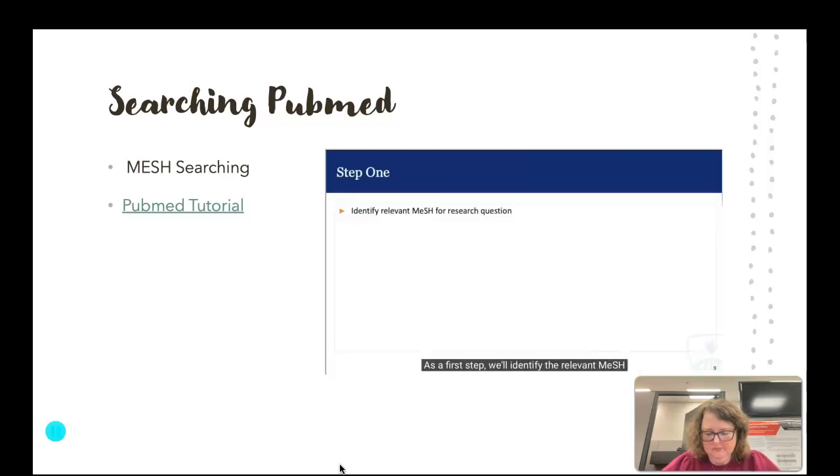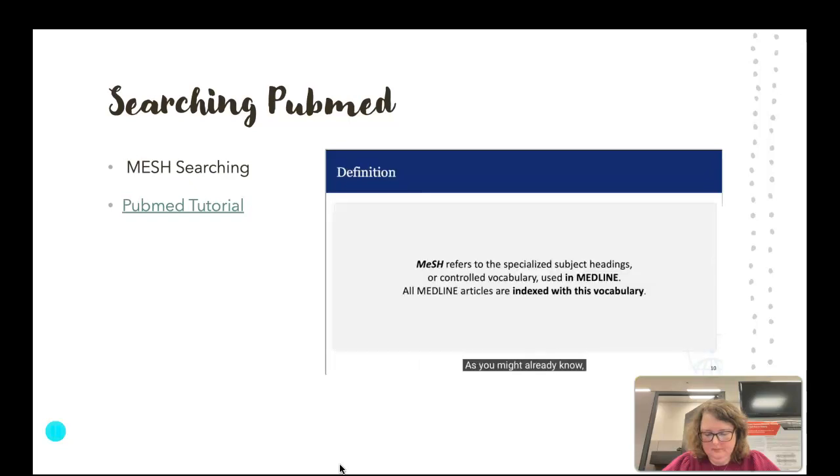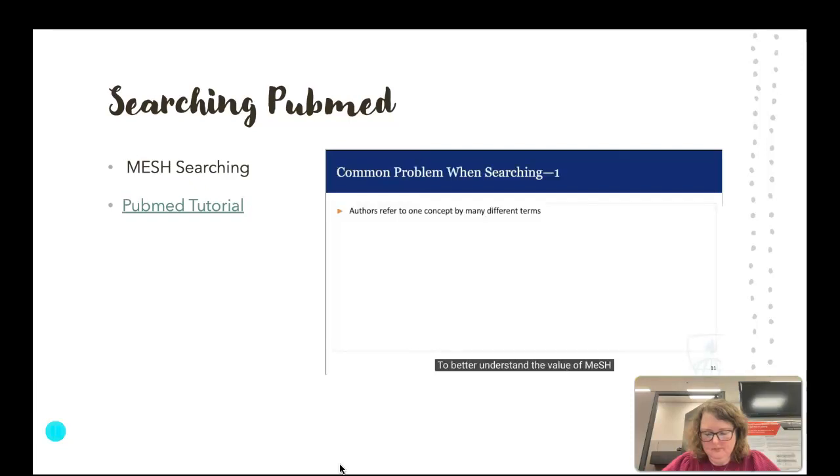As a first step, we'll identify the relevant mesh for our search. As you might already know, mesh is a specialized subject headings or controlled vocabulary used in Medline. All Medline articles are indexed using this vocabulary. To better understand the value of mesh and why we include mesh in our searches, let's take a look at a common problem that occurs when searching. That is, that authors may refer to one concept using many different terms.